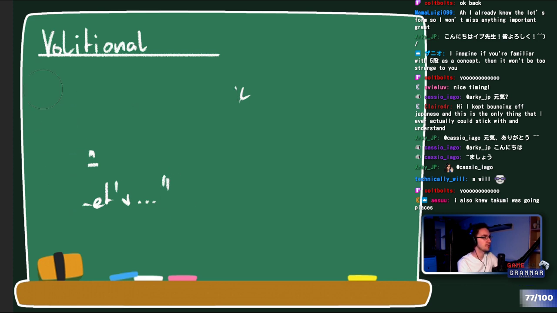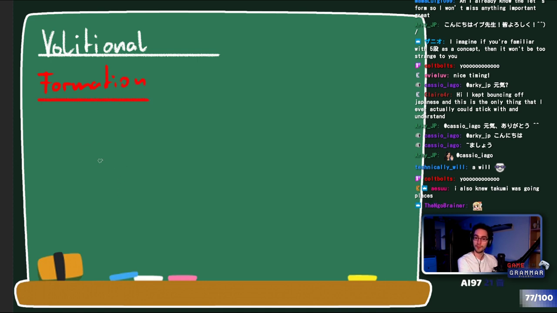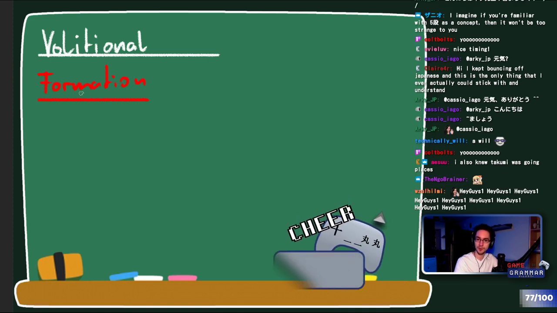So you already know the drill. Whenever we discuss these sort of things, generally we look at formation first. So let's do that. How do we make this form? Formation. Here as well, the old but proven system of looking at verb classes. So we're going to look at ichidan verbs first. Then we're going to look at godan verbs.